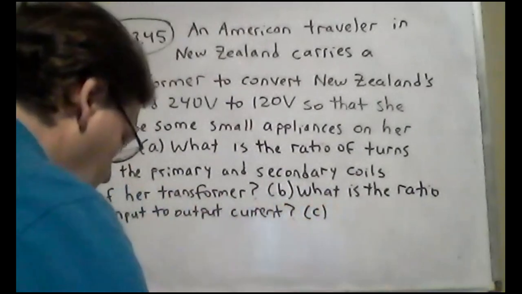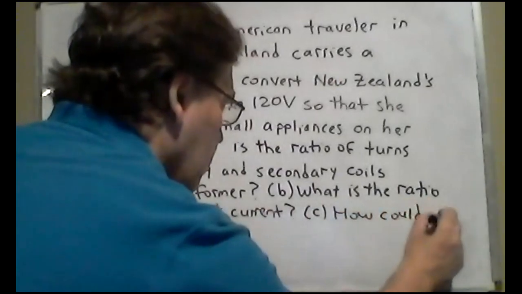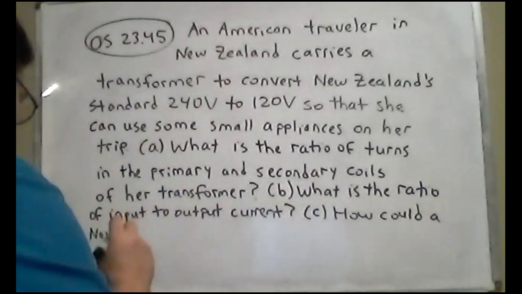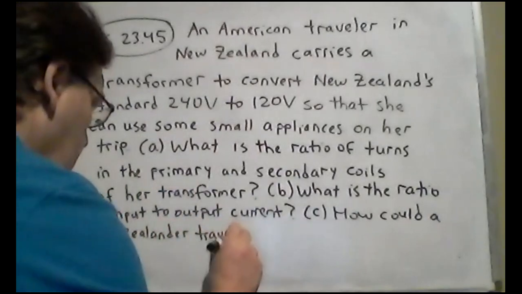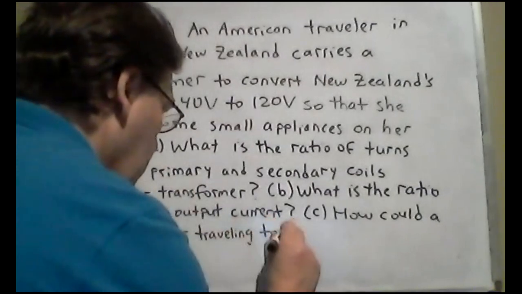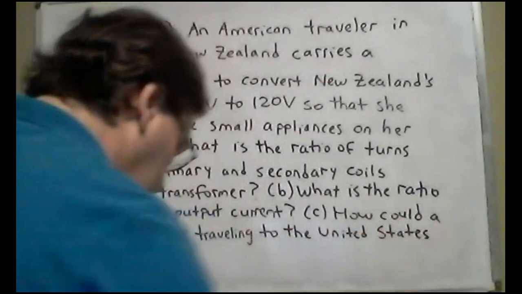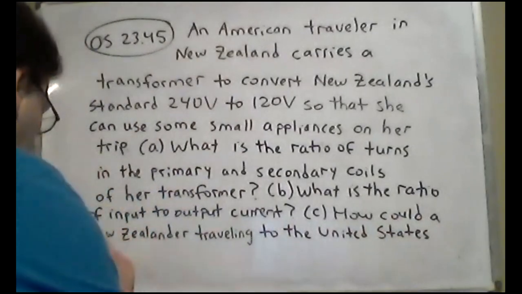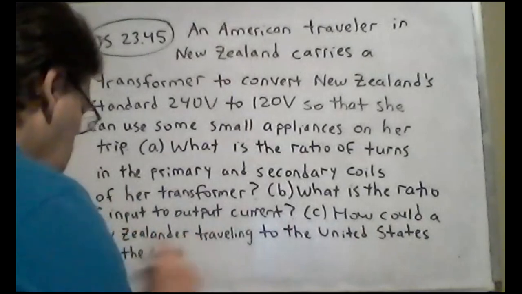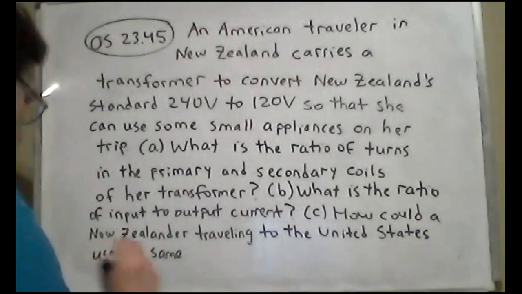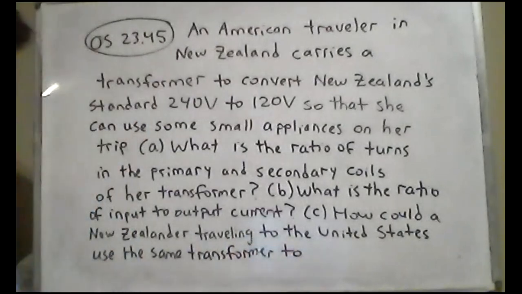C. How could a New Zealander traveling to the United States use the same transformer to power her 240 volt appliances?